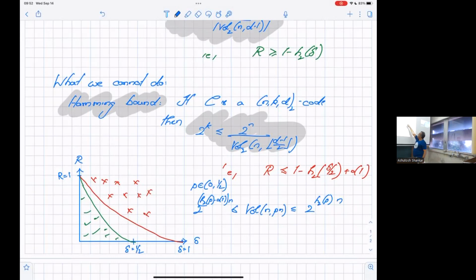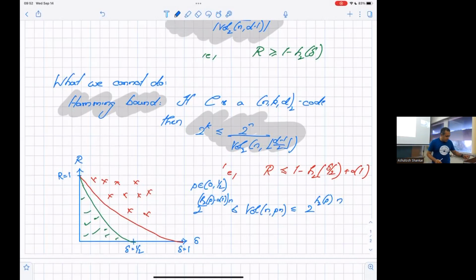In this proof, it's perfectly fine to do it because the P which is applied is d by 2, and d by 2 is certainly less than half. D is less than n, so d by 2 is less than half. In the other direction, that's not true. In the other direction, in other words, the Gilbert-Varshamov bound.